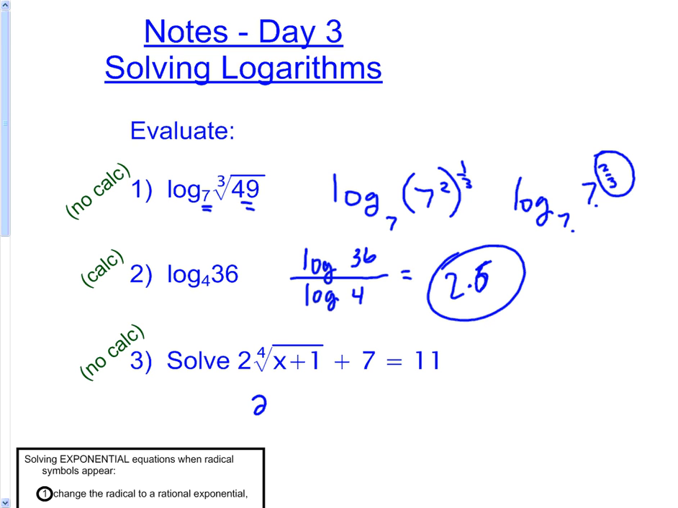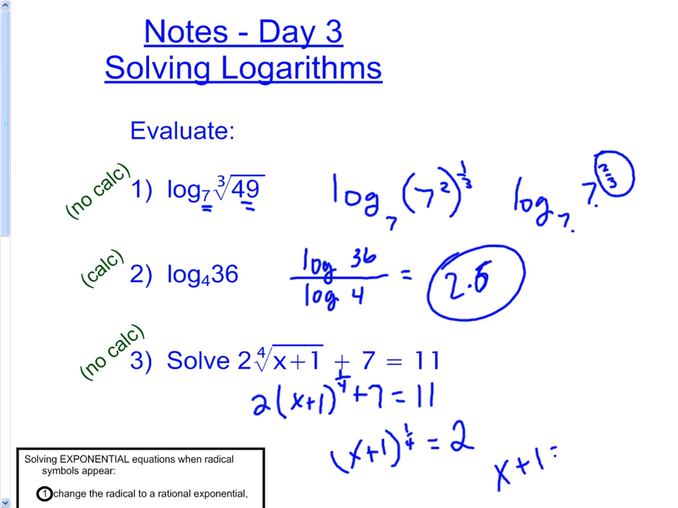This one I would say is 2 times (x plus 1) to the power of 1/4, plus 7 equals 11. Then you subtract 7 from both sides and you get 4 on the right hand side. Then you divide by 2 and you get 2. I've done two steps at once, which is dangerous. And then you're going to put both sides to the what power? 4th power. 2 to the 4th is 16, so I have x plus 1 equals 16, and that means x equals 15. Raise your hand if you had that one right. Good. All right. That's just a little review.